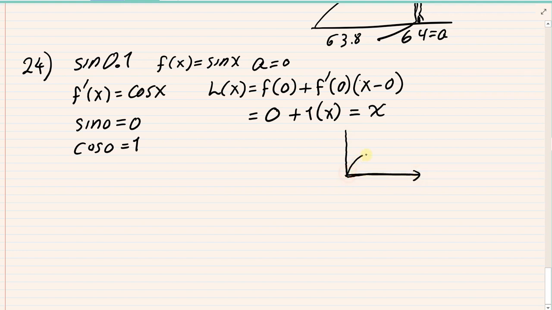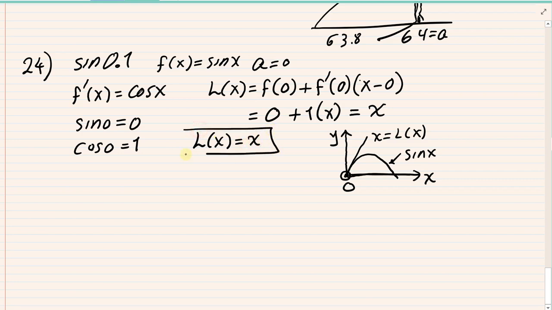Remember, the graph of sine looks like this, and this is 0. So here's the linearization. This is L of x, and this one is sine x. That's of course x, and this is y. So that's what we're doing. We're looking at 0. Okay, and that's the answer to the equation of the line.